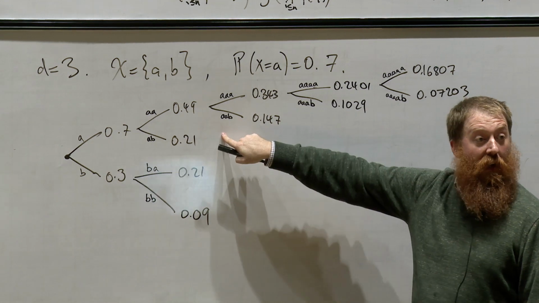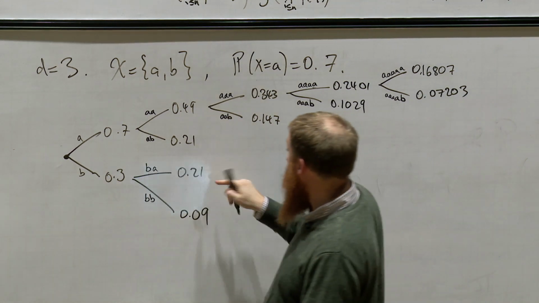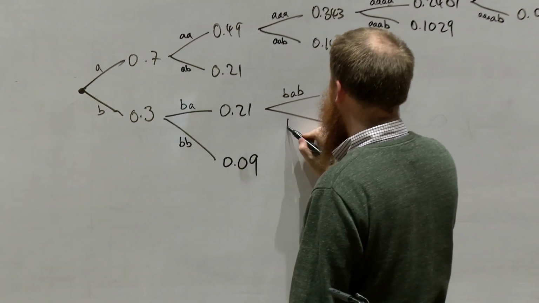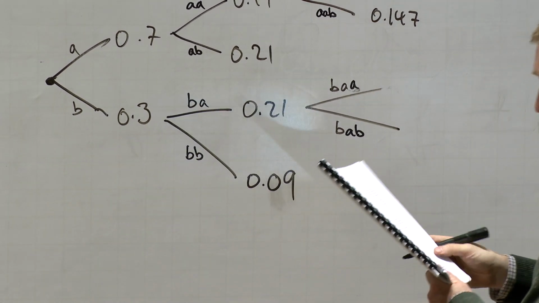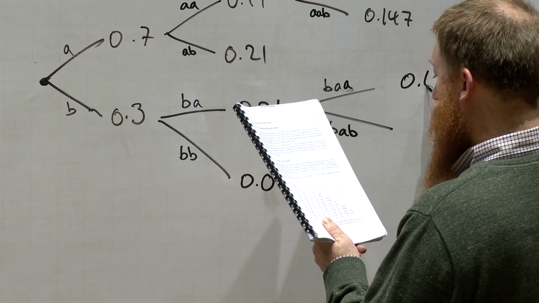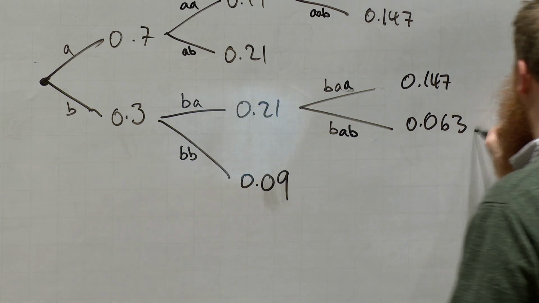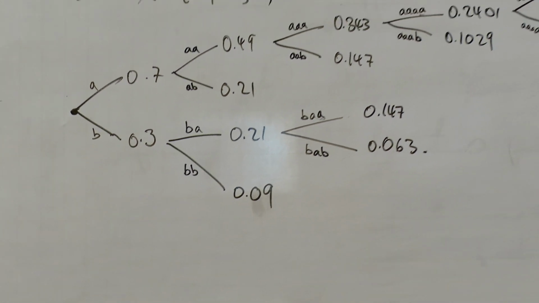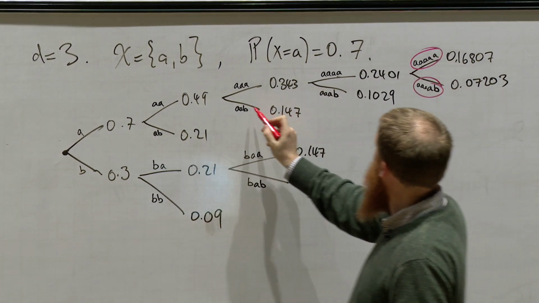I have a choice. It's not unique, so I can deal with it arbitrarily using Tunstall's algorithm. Here's an example. So let's split this into BAA and BAB, which have probabilities. BAA is 0.147 and BAB is 0.063. And I'm done. I've run out of code words. So now I identify my code words at the end. Here they are.